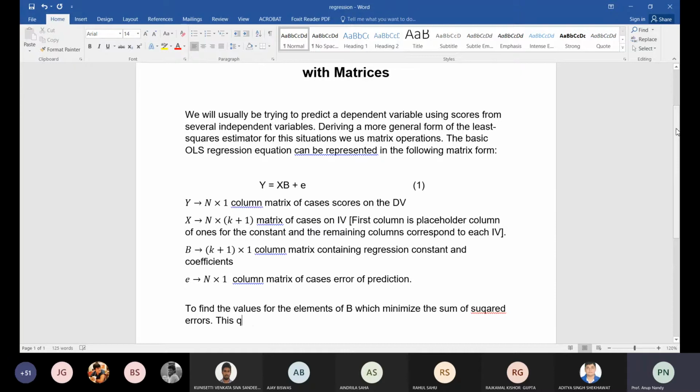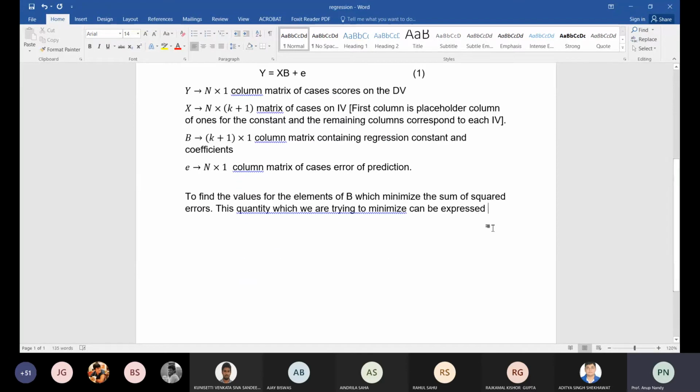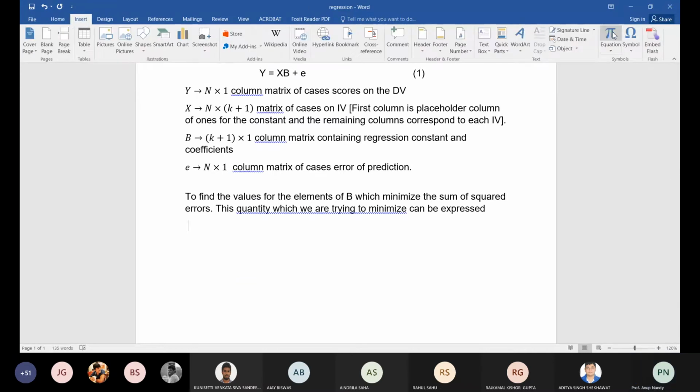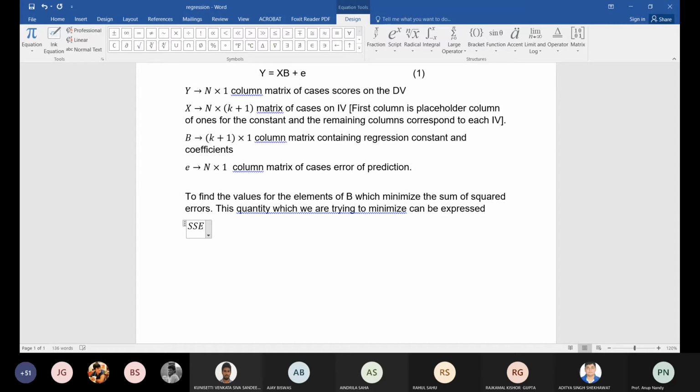And this quantity which we are trying to minimize can be expressed as squared. So can anyone tell me how can I represent it? What will be your SSE?